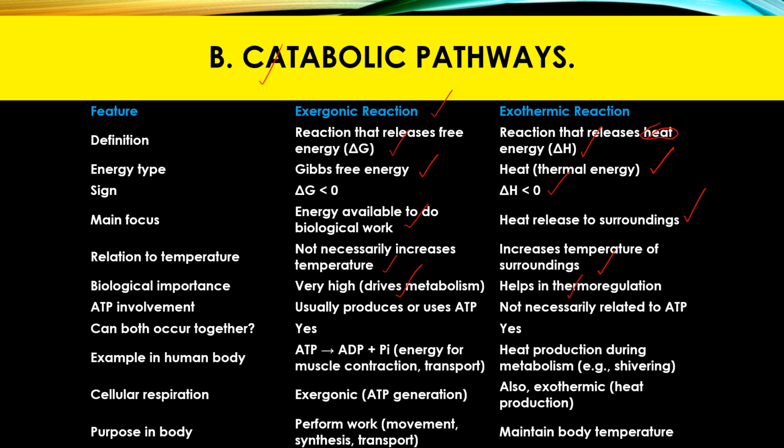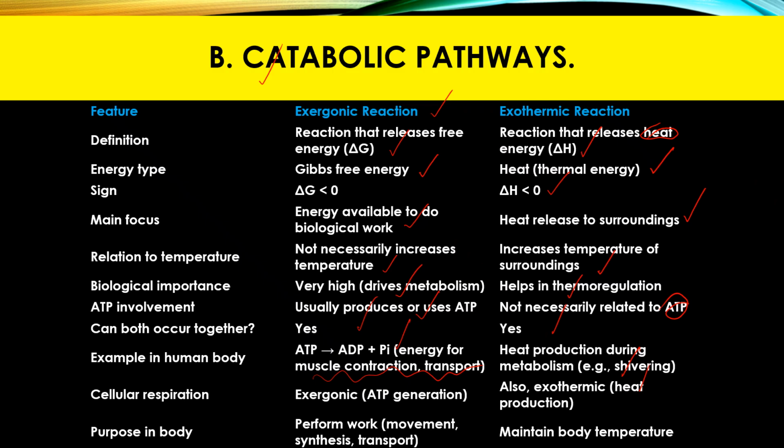ATP involvement: it usually produces or uses ATP, and the exothermic reaction is usually not related to ATP production. Both can occur simultaneously, yes. In the exergonic reaction, ATP is converted into ADP and energy is released, and this energy is available for biological systems such as muscle contraction, transport, and thermoregulation, shivering, and sweating. In the exothermic reaction, heat radiates outside the body to reduce bodily heat.